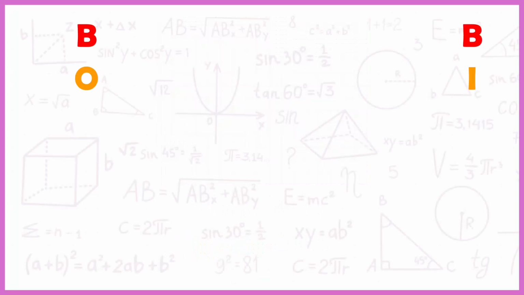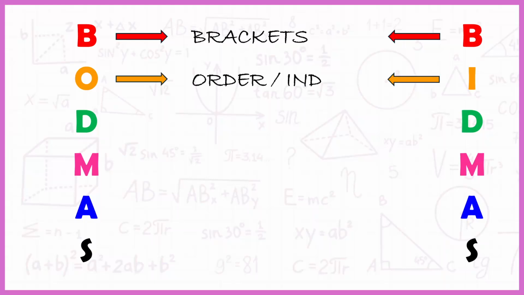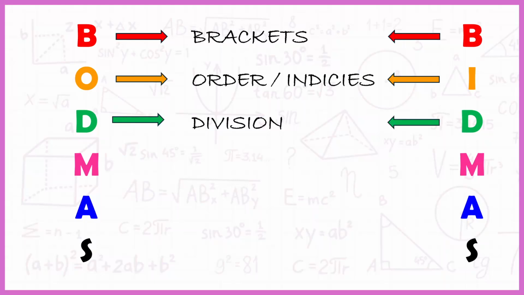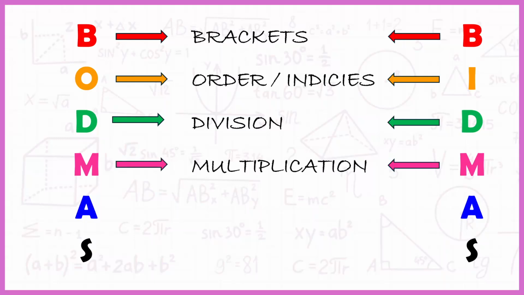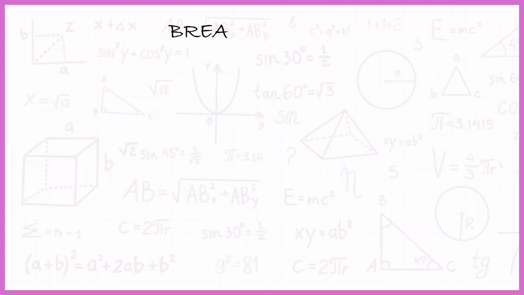So first we are going to have a look at the acronym of BODMAS or BIDMAS. The B stands for brackets, the O stands for order or indices, the D stands for division, the M stands for multiplication, the A stands for addition, and the S stands for subtraction. So now let's look at breaking down BODMAS.